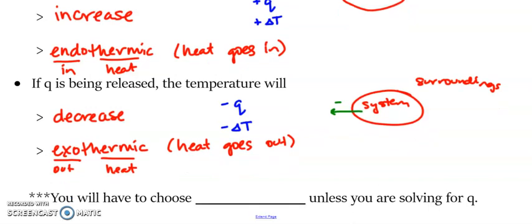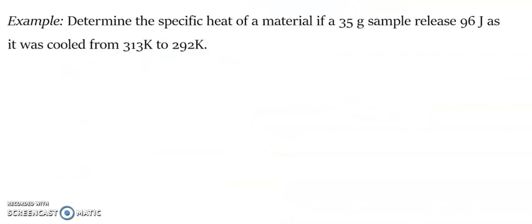All right, at times, you will have to choose the correct sign for Q. Unless you're solving for Q. So the question might say, 56 joules of heat is released. When you read released, you need to realize that that's a negative Q, and you need to put negative for 56. All right, so let's do an example.